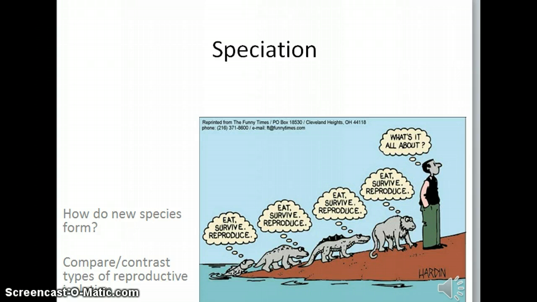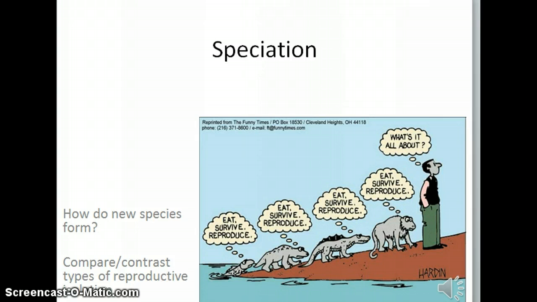Monkeys are incredibly distant cousins of ours because a very, very long time ago we shared a common ancestor, a great, great, great, great, okay, you get the point. There's even a lot more greats than that, great-grandparents. But how do we get to be a totally different species?